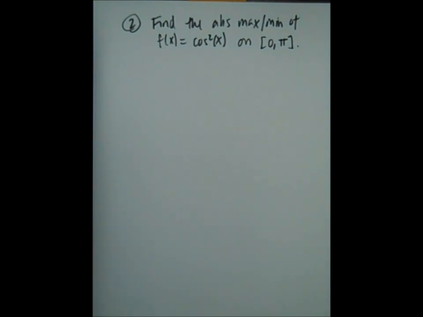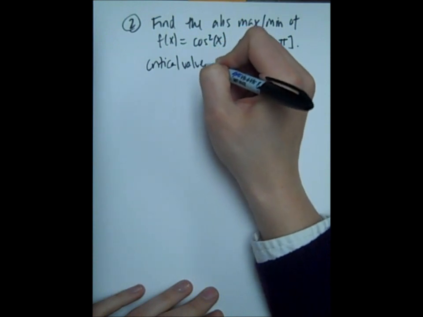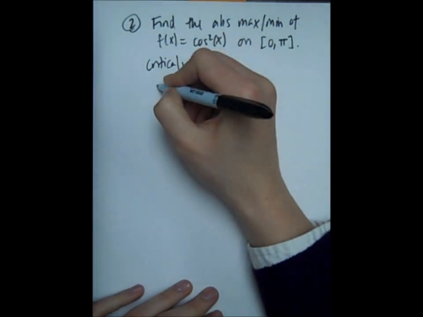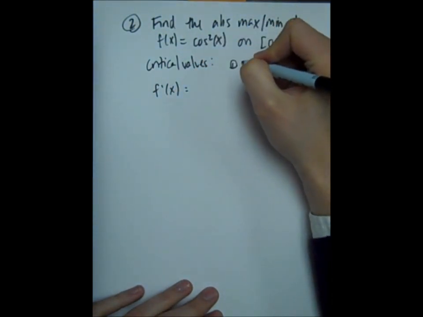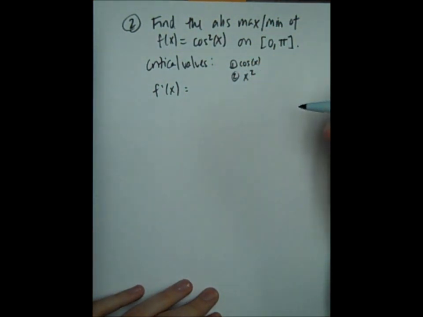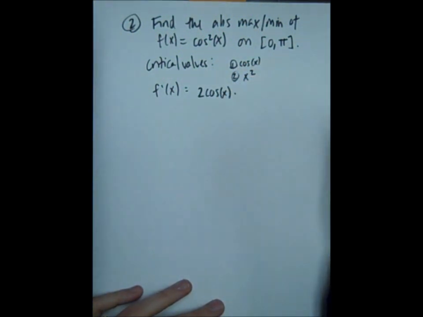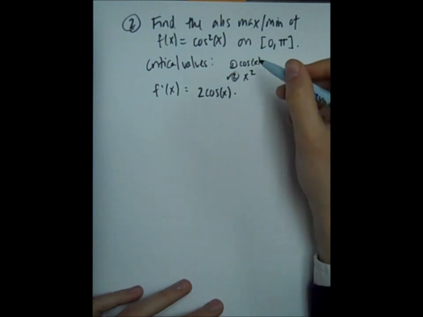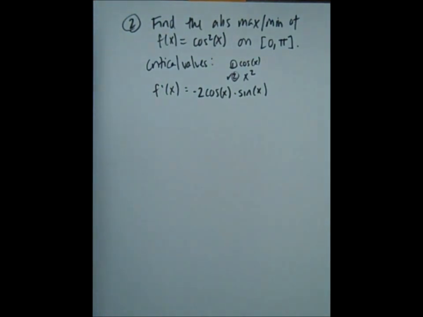Okay, so we're trying to find the absolute max and min, so the first thing I need to do is find my critical values. To find the critical values, I'm going to have to find the derivative. Well, how do I find the derivative of cosine squared? Well, that's a chain. First function is cosine, second function is x squared. So my derivative is going to be 2 cosine x. The derivative of cosine x is negative sine, so I'll put the negative out front. So I get negative 2 cosine x times sine x.